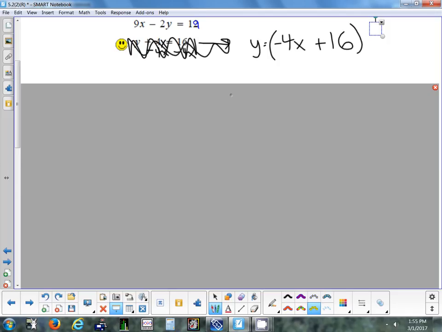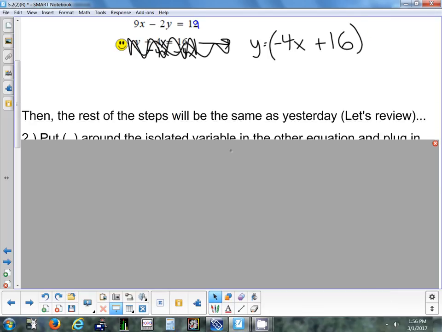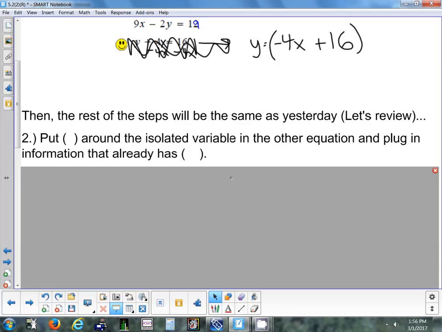So like Liam just said, we want to put parentheses around the variable, the information after the variable that's isolated. Let's go down. So, the rest of the steps are the same as yesterday. Like Liam just told us, put parentheses around the isolated variable in the other equation and plug in the information that already has the parentheses.